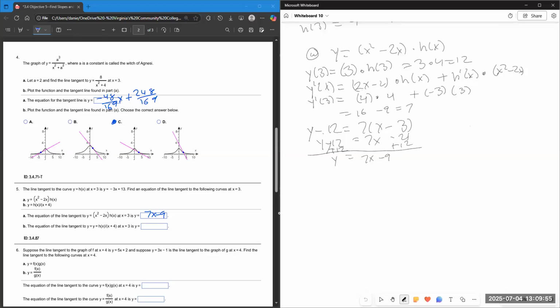So part B says y equals h of x times x plus 4, and we're still at x equals 3. So y of 3, h of 3 times 7, h of 3 was 4, times 7 is 28. Oh, there's division there. Let me write it this way then.